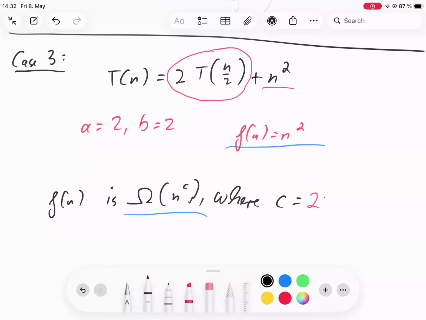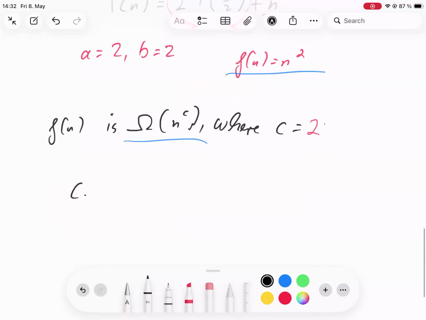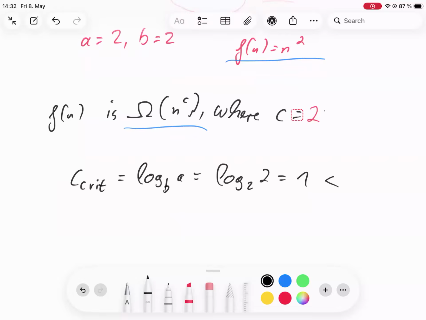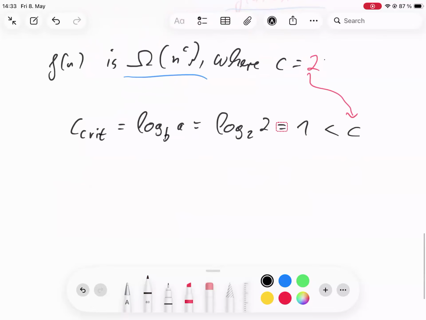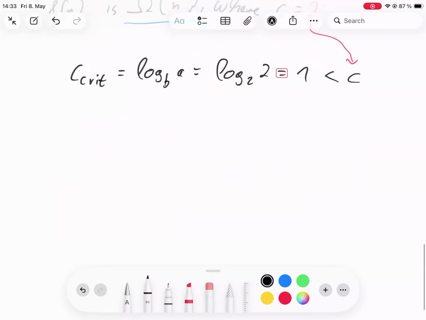That was the easy part, and now we still need to calculate c critical and see if this is really case 3. And remember, c critical is log base b of a, so log base 2 of 2, which is 1. And this is actually less than c. c is 2. So we see this applies to case 3. But now we still need that additional condition and find a proper k for the inequality.